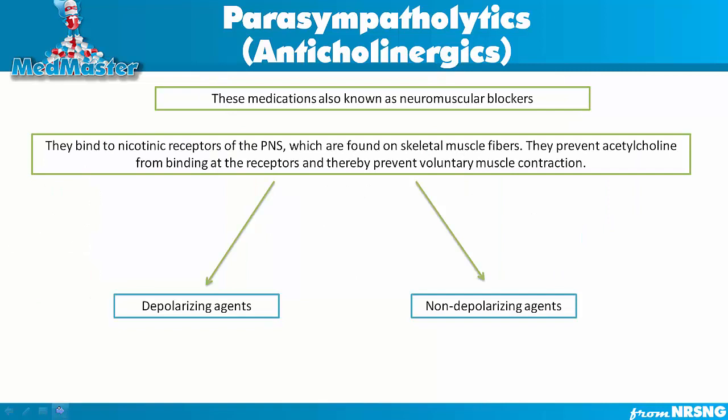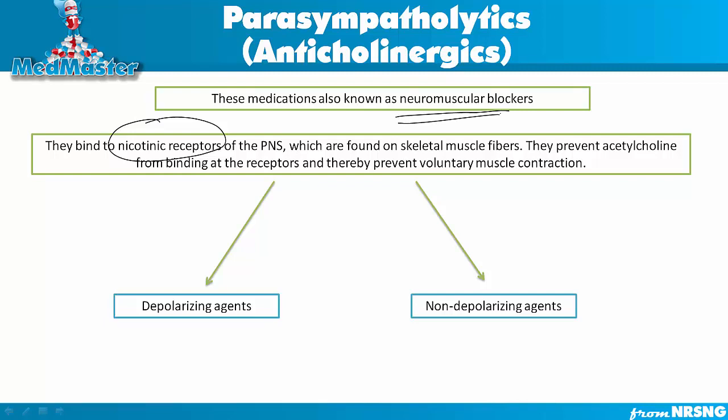Now, we talked about blocking the muscarinic receptors. So the parasympatholytics, all the previous drugs, block the muscarinic receptor. Now, what if we block the nicotinic receptor, which is present at the smooth muscles? What will it do? So this medication, another class, falls under the parasympatholytic medications. They block the nicotinic receptors of the parasympathetic nervous system. That's why they're also known as the neuromuscular blockers.